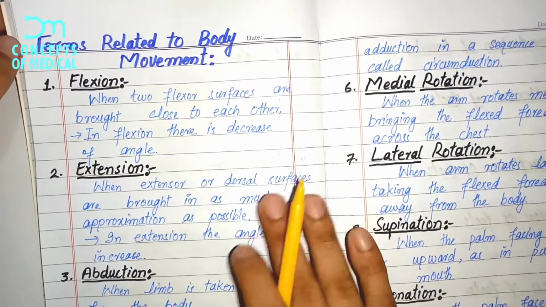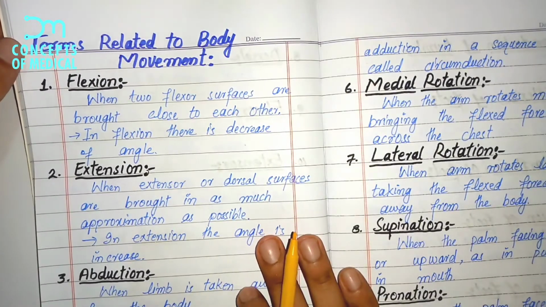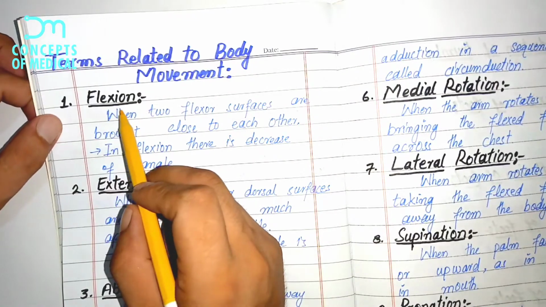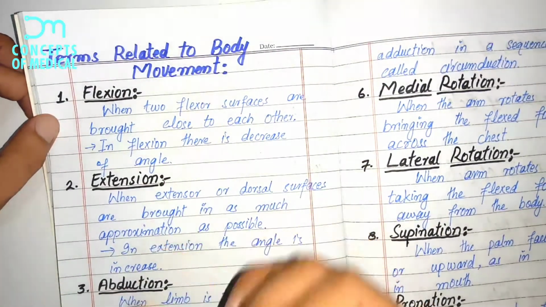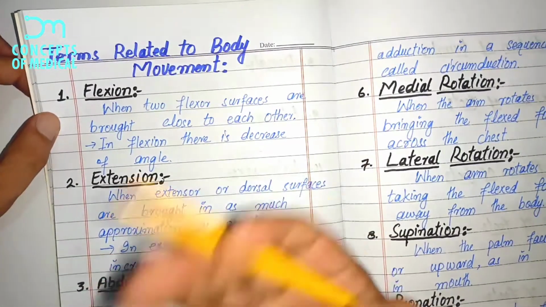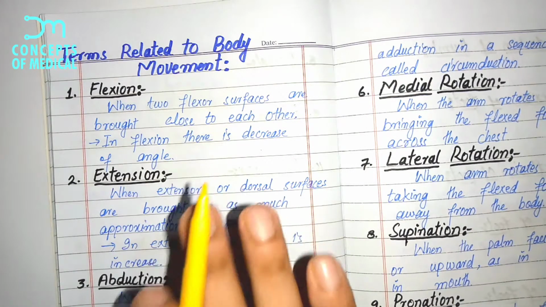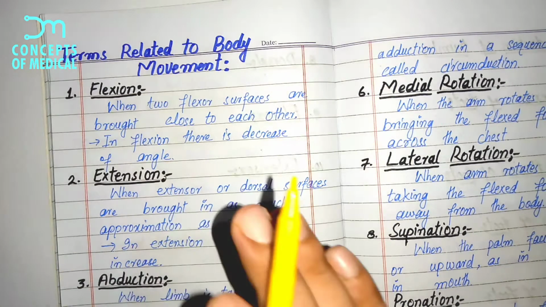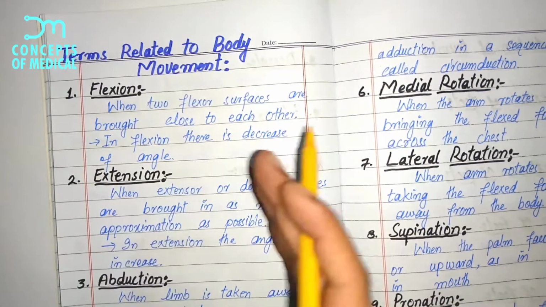So what are the terms basically used for movement in anatomy? Let's discuss these terms. The first term we have is flexion. What is flexion? When two flexor surfaces are brought close to each other. I have told you about the flexor and extensor surfaces, all of these terms, very briefly and with explanations in my previous video. So if you haven't watched it, please watch it before.